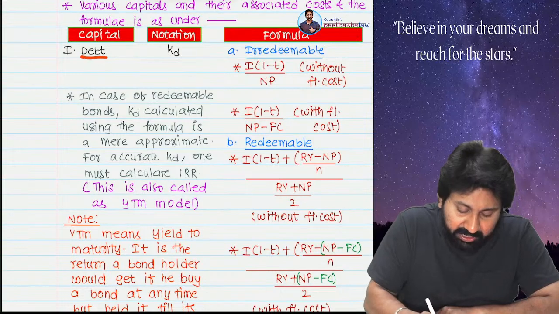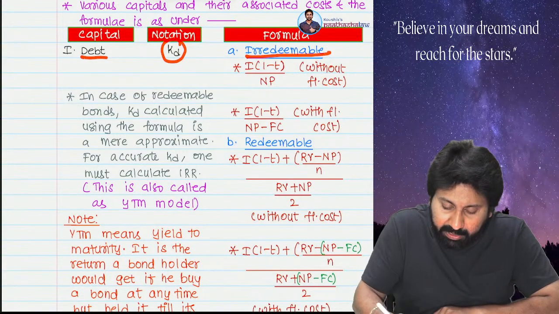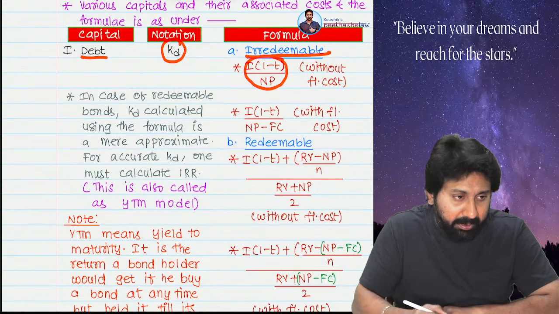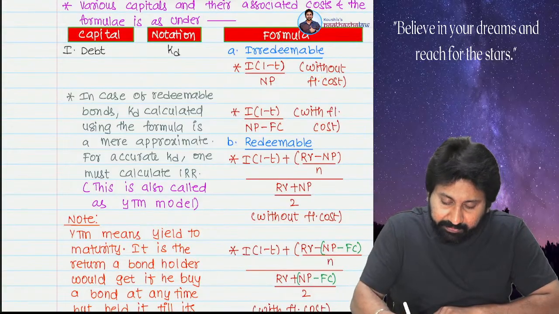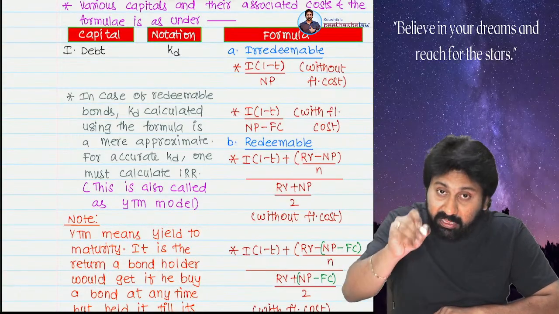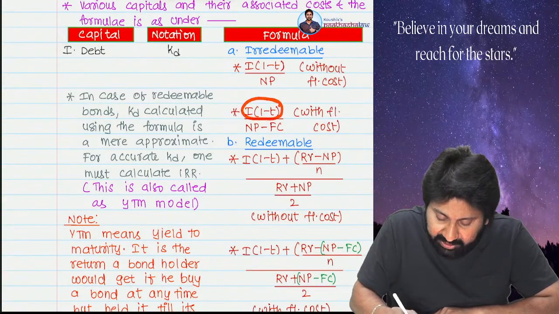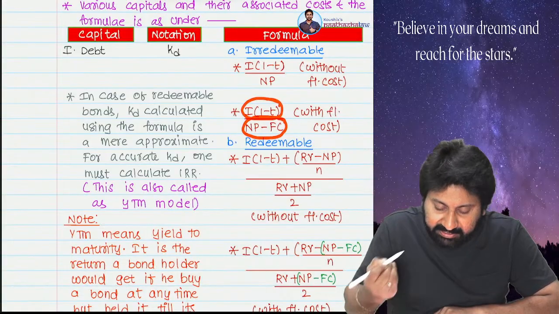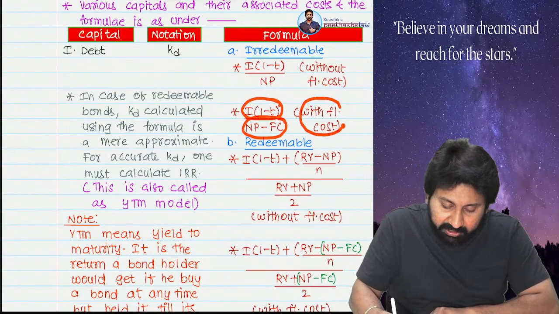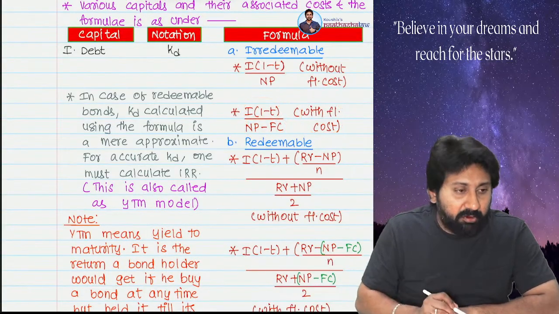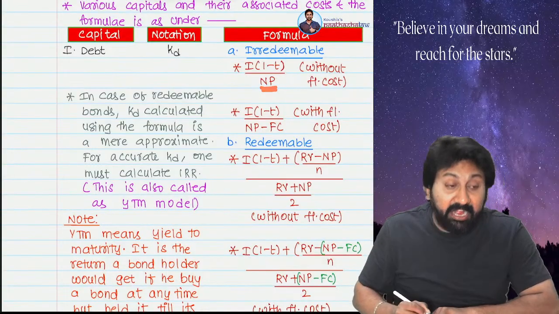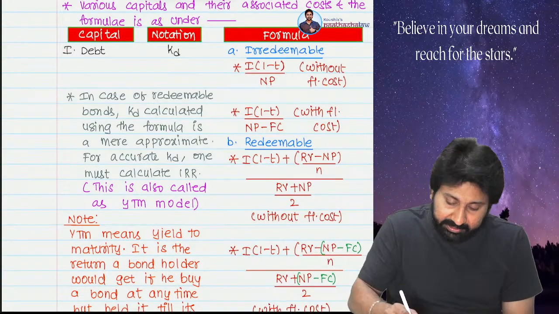So cost of debt KD irredeemable is I into 1 minus T by NP. This is without flotation cost. If flotation cost is also given in the question, it is I into 1 minus T divided by NP minus FC. Okay, this is with the flotation cost. But one thing you have to understand, what is NP? Net proceeds.